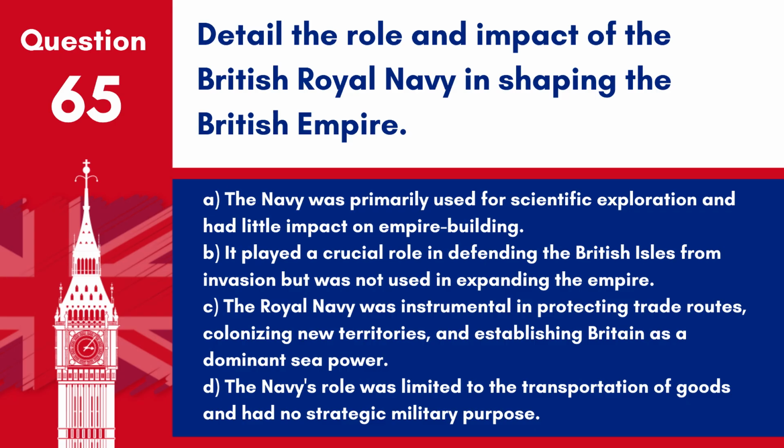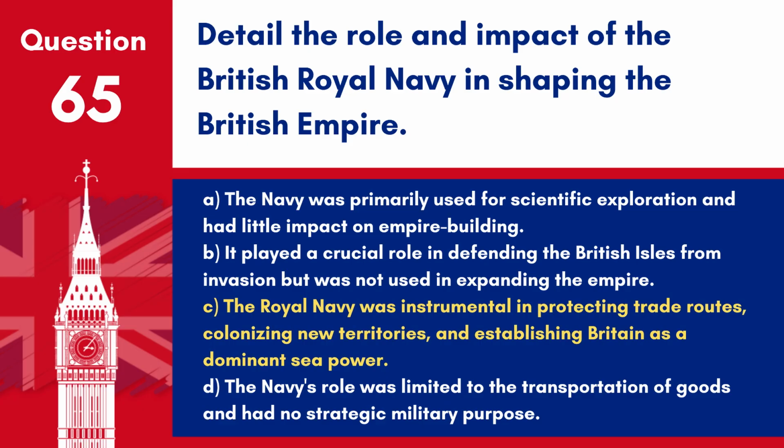Question 65. Detail the role and impact of the British Royal Navy in shaping the British Empire. A. The Navy was primarily used for scientific exploration and had little impact on empire building. B. It played a crucial role in defending the British Isles from invasion, but was not used in expanding the empire. C. The Royal Navy was instrumental in protecting trade routes, colonizing new territories, and establishing Britain as a dominant sea power. D. The Navy's role was limited to the transportation of goods and had no strategic military purpose.